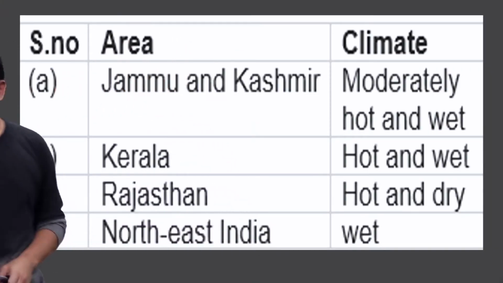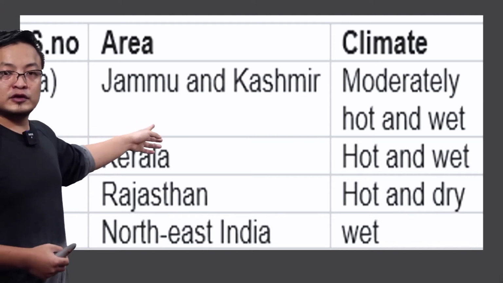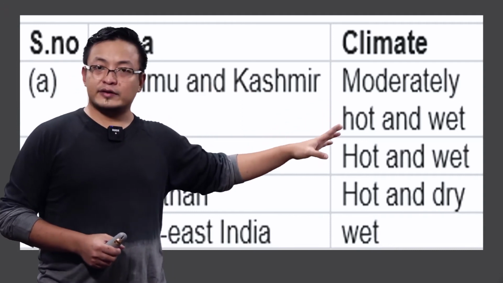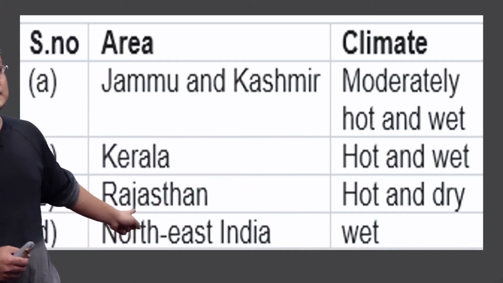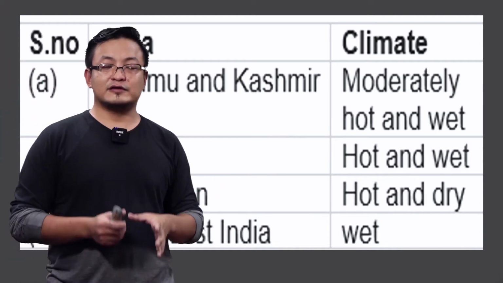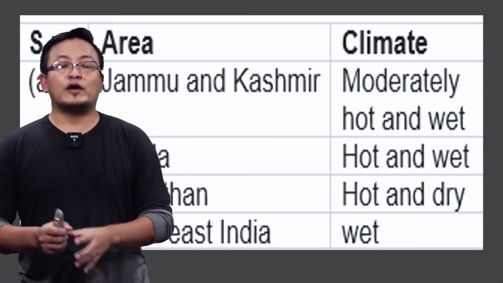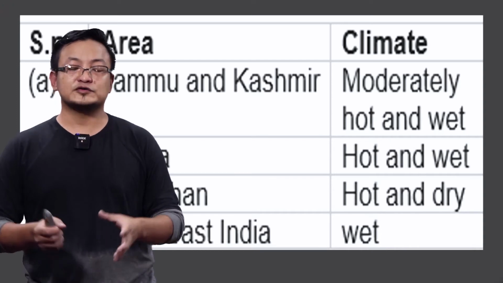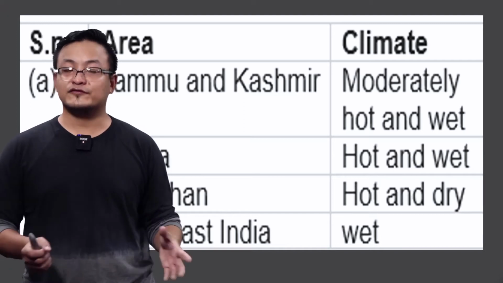Now students, you can have a look at this table. So students, just now we concluded that in Jammu and Kashmir, the climatic condition is moderately hot and wet. Likewise, in Kerala, it is hot and wet. Now, in the western part of India, let's say Rajasthan, the climatic condition is hot and dry. Now, why dry? Because the rainfall is minimum, right? Because of less rainfall or because of no rainfall, right?